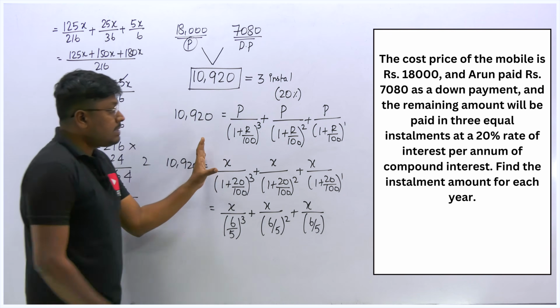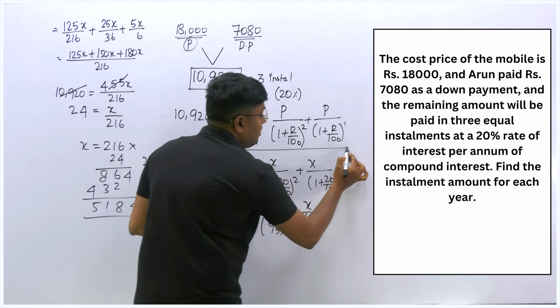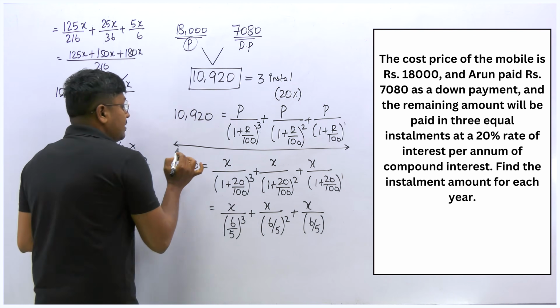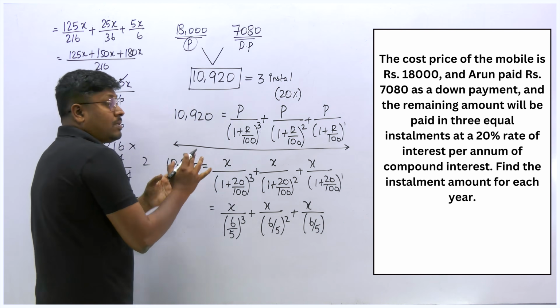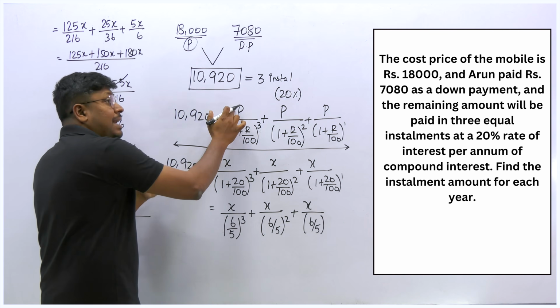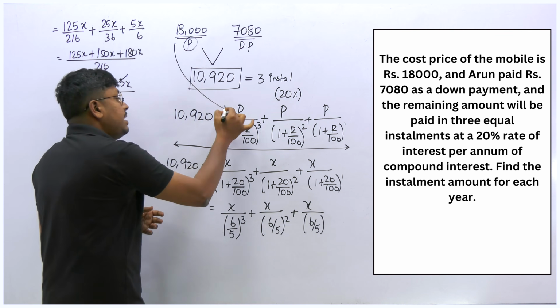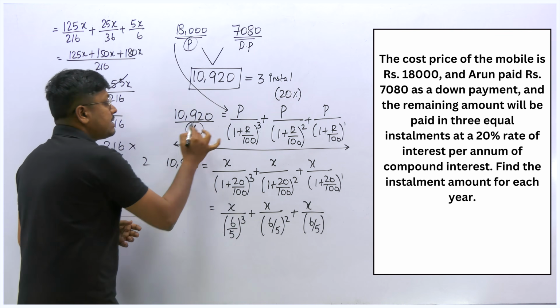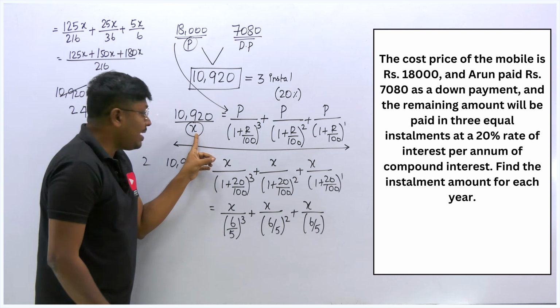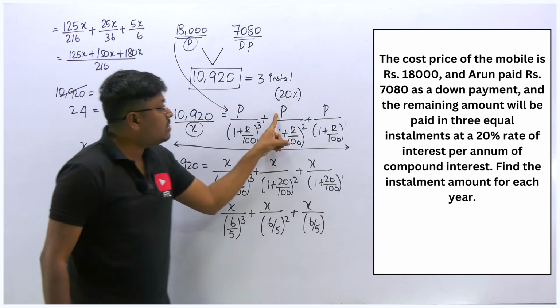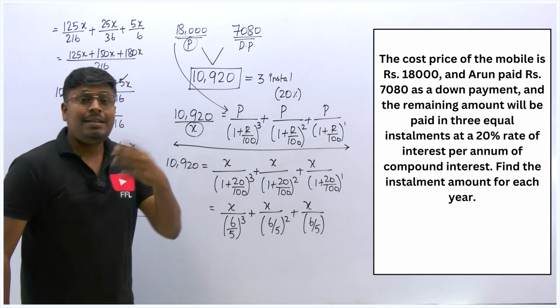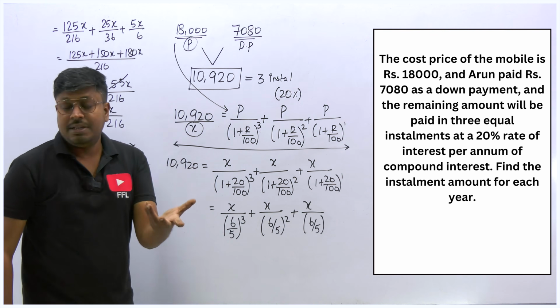So learn this part alone, which is more important, because even the experts will make a mistake here. Instead of substituting P as X, they will substitute this 18,000 and keep this value as X. Kindly don't do it. This is not the installment amount. This will be the installment amount for every year. That installment value is unknown. We don't know the installment amount.